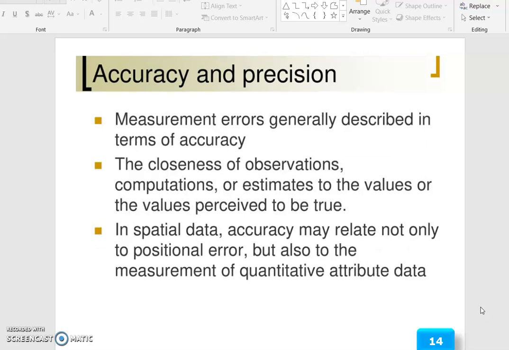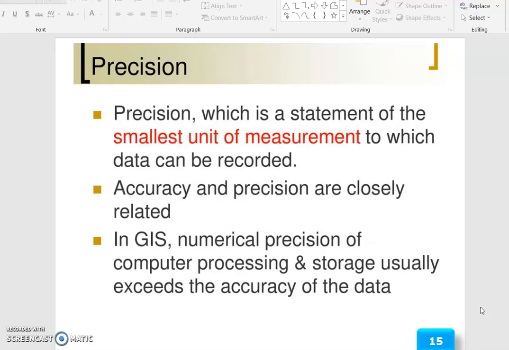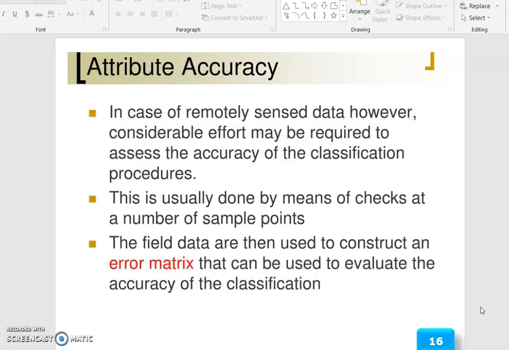Accuracy and precision. Measurement errors are generally described in terms of accuracy, the closeness of observations, computations or estimates to the values or the value perceived to be true. In spatial data, accuracy may relate not only to positional error but also to the measurement of quantitative attribute data. Precision is a statement of the smallest unit of measurement to which data can be recorded. Accuracy and precision are closely related. In GIS, numerical precision of computer processing and storage usually exceeds the accuracy of the data.